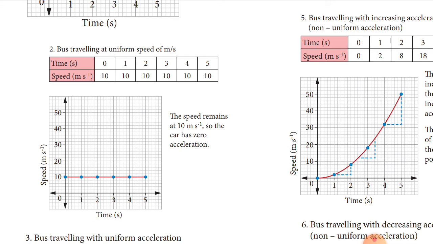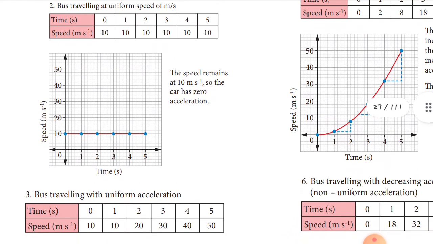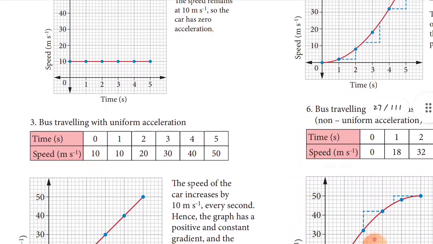So you take a graph, children. Time is taken on the x-axis, and on the y-axis you should take speed in meter per second. Okay, you just plot the values. 0 to 10 means you plot here on the y-axis, and 1 to 10 means here. So all the values are 10. So it is a straight line. It is a constant value. The speed remains at 10 meter per second. So the car has 0 acceleration.